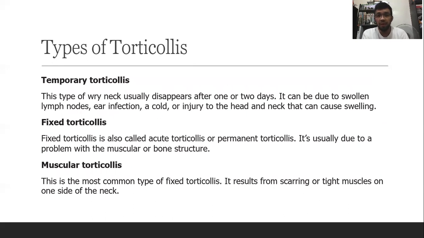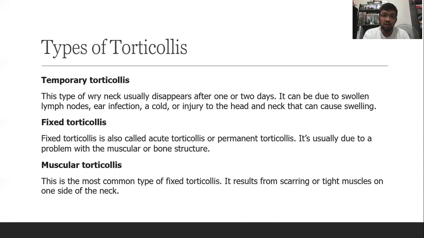Types. We have the temporary torticollis. This is a type of wry neck that usually disappears after 1 or 2 days. It can be due to swollen lymph nodes, ear infection, a cold, or injury to the neck and head that can cause swelling. So if you have been in a sideline position for a long time and you've been using high pillows for your head, this can also cause this.